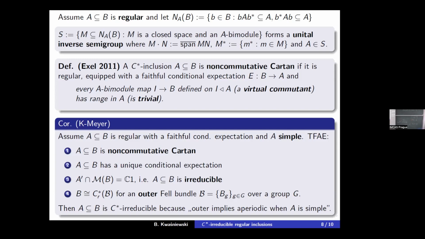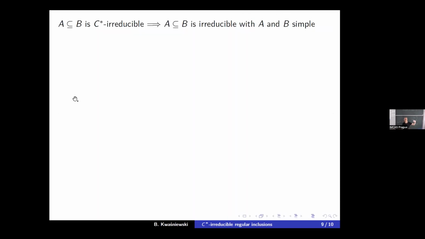So in this picture also the Fell bundle and the group are uniquely determined. And since, like I told you, outer Hilbert modules are aperiodic when they are over a simple algebra, this means that these inclusions are automatically aperiodic. And this means that they are C*-irreducible because of properties of aperiodicity. So this is, in a sense, one way. I proved a number of applications, but in particular, I didn't prove what I didn't prove.